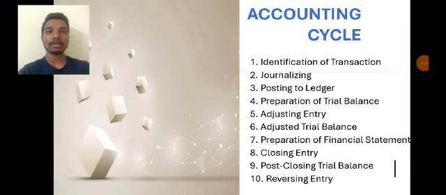Today we discuss the accounting cycle. There are 10 steps of the accounting cycle. First one is identification of transaction. Second one is journalizing. Third one is posting to ledger. Fourth one is preparation of trial balance. Fifth one is adjusting entry. Sixth one is adjusted trial balance. Seventh one is preparation of financial statement. Eighth one is closing entry. Ninth one is post closing trial balance. Tenth one is reversing entry.